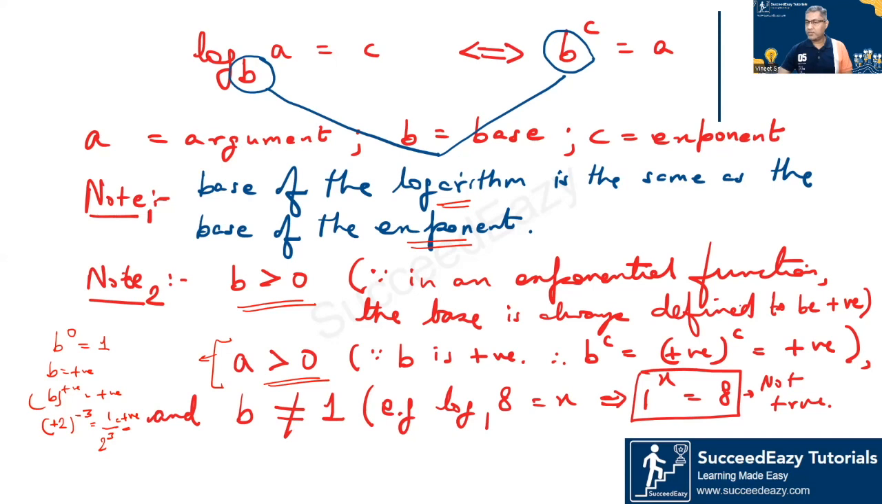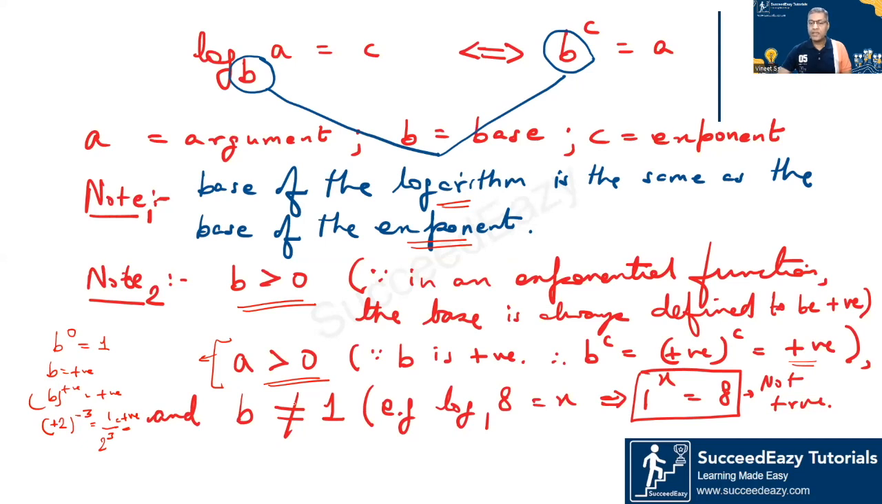The base is always defined to be positive. And a, the argument, is also positive because base raised to any power, whether positive or negative, is going to end up with positive. So remember that argument will also be positive always. And base is never equal to 1.